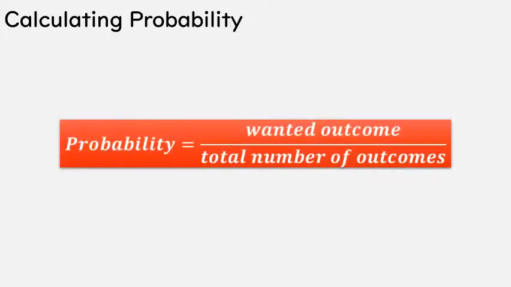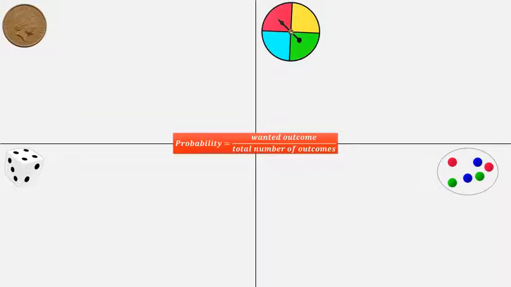So given a scenario, how do we calculate probability? You need to write this equation down somewhere. We will use this a lot. The probability of an event happening equals the wanted outcome, so how many times that outcome can happen, divided by the total number of outcomes. We will see what each of those parts means with the next 4 examples.